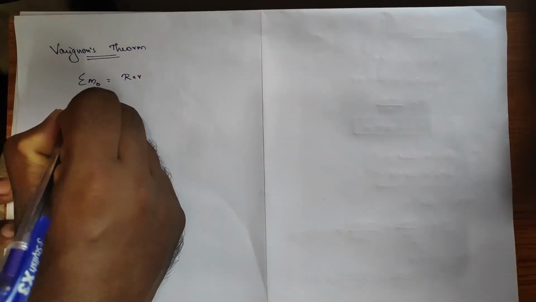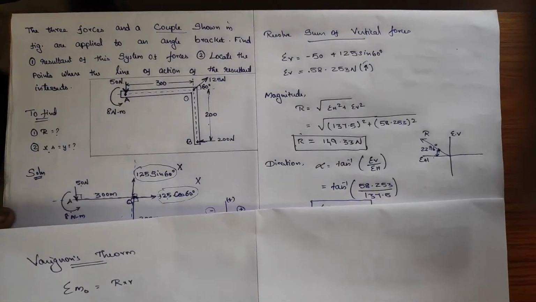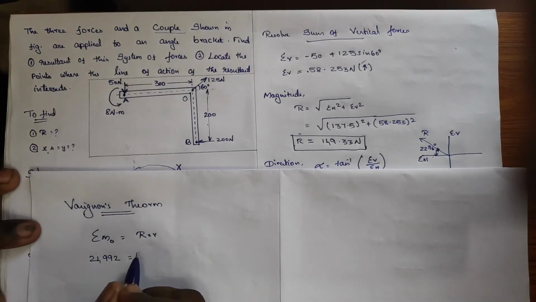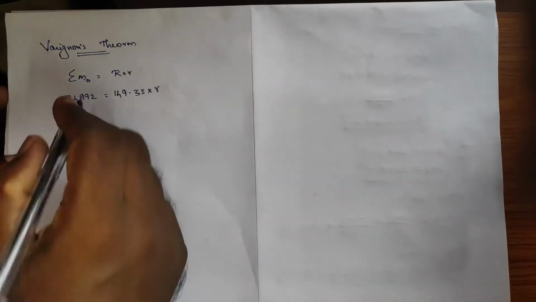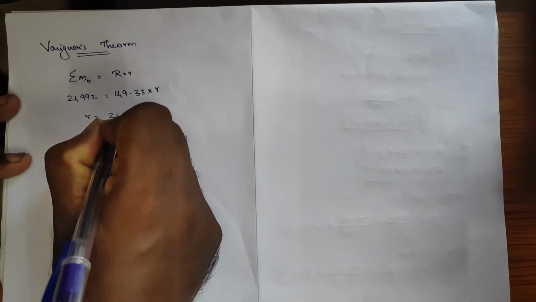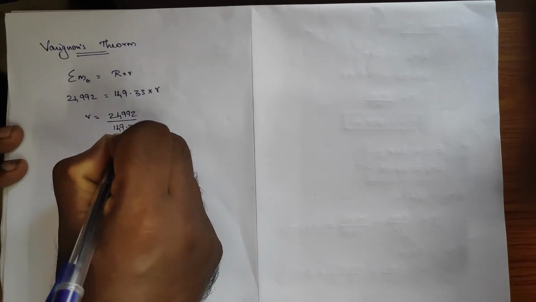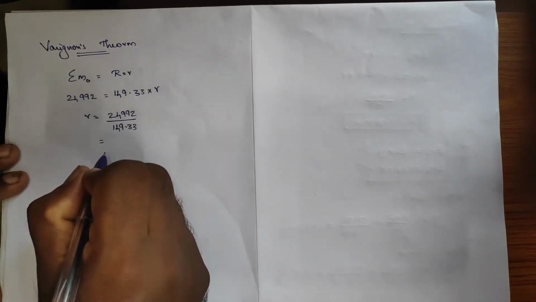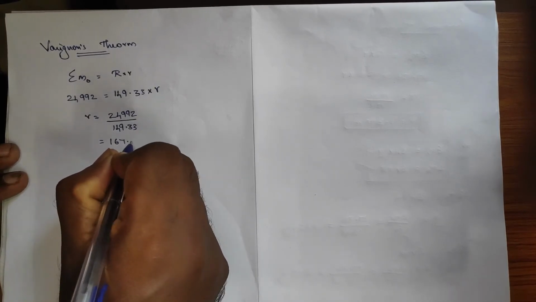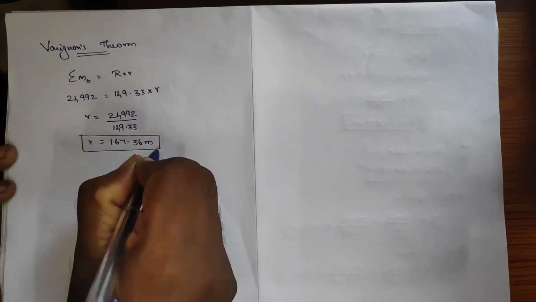24992. So 24992 is equal to the resultant, we got 149.33, into its perpendicular distance. So r, when doing cross multiplication, is 24992 divided by 149.33, and we get the r value as 167.36 meter. So this is the perpendicular distance of the resultant.